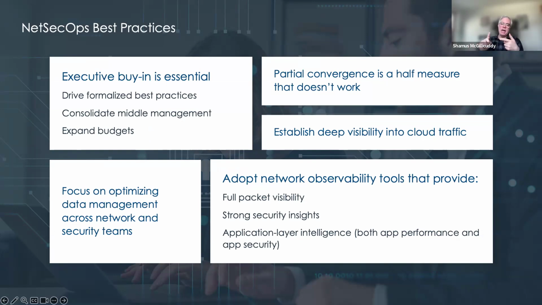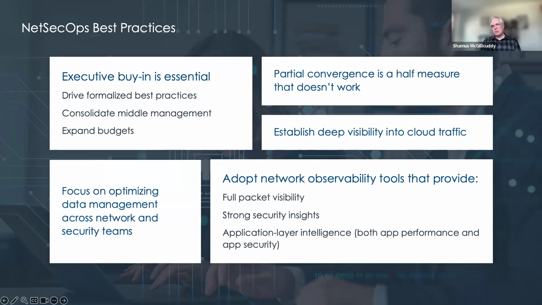Specifically, if the CIOs and CISOs are driving formalized best practices, like here are the best practices, here are the procedures that we want you to follow to work together. Also consolidating middle management. I've often talked to people who tell me that one of the barriers they see to these groups working together is directors who are territorial and say, I'm not letting my team work with that team because I don't like their director, or there are attempts to hold on to power.